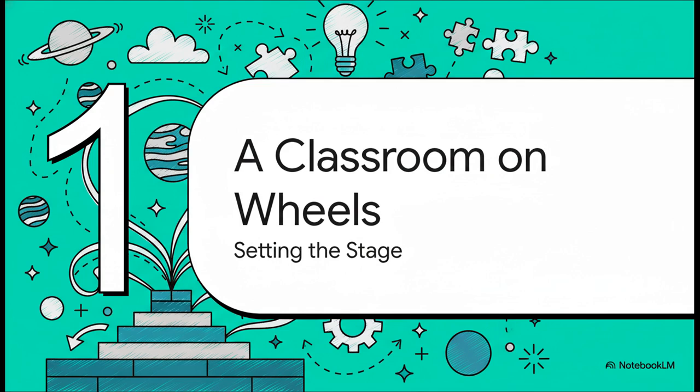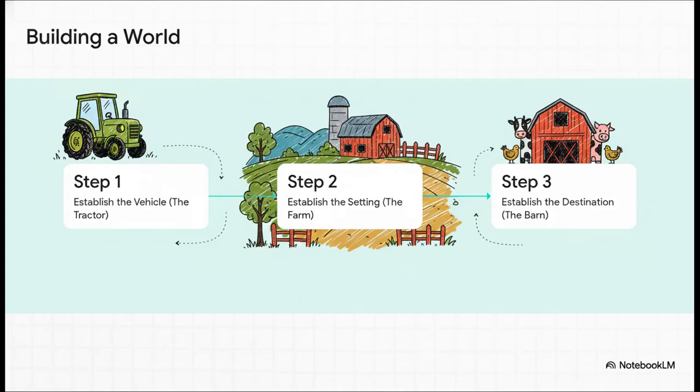Okay, so before you can teach anything, you have to build a world. You need a foundation, some context, for all that new information to actually stick to. And the creators of this little cartoon, they get this perfectly. It all starts with setting the stage. Now, what's so cool here is just how logical this all is. First up, we get the what, the tractor. It's kind of our main character. Then we get the where, the farm. And finally, the why, the destination, the barn where all the animals are going. In just a few seconds, the video has built a complete, coherent little universe for a child.